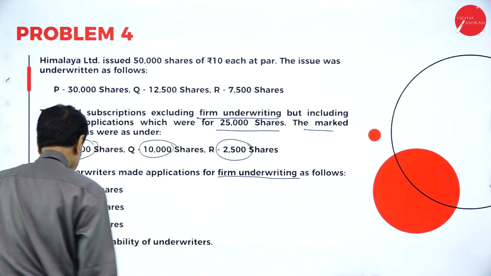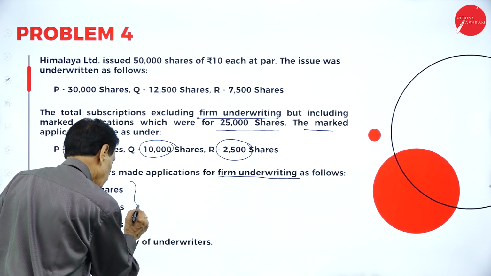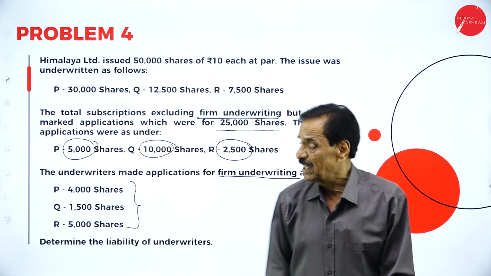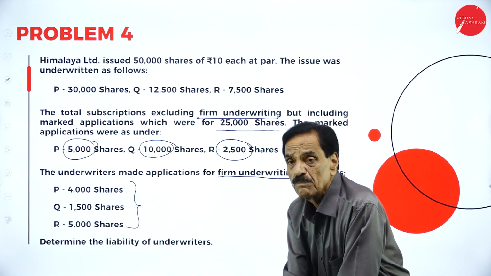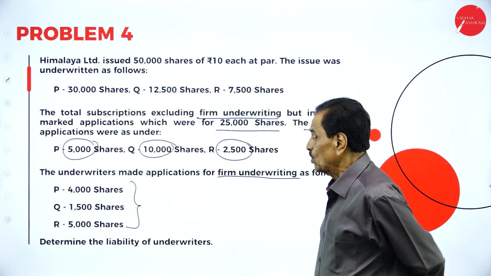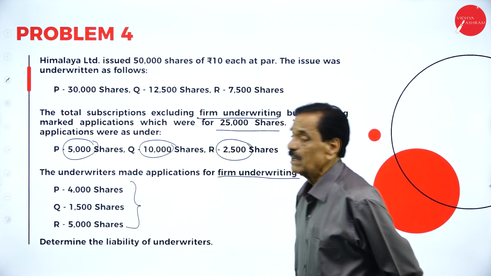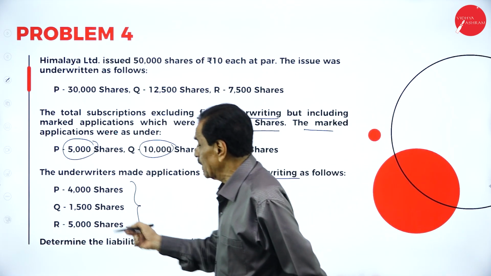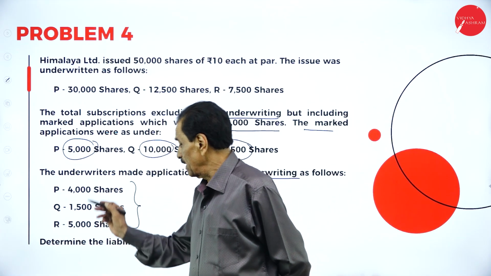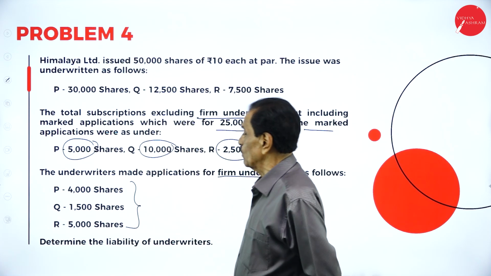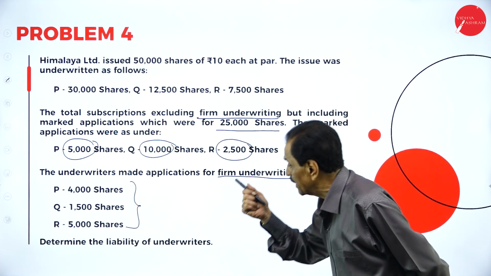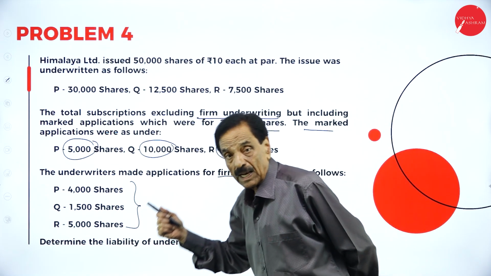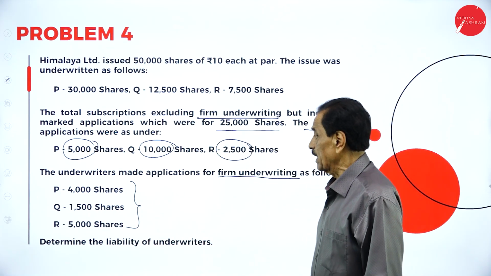This is firm underwriting, definitely underwriting. So definitely they are taking the responsibility. How many shares? P 4,000 shares, Q 1,500 shares, R 5,000. Definitely they are going to take. So they personally purchase 4,000, 1,500, 5,000 shares, which are included in the firm underwriting. Here, excluding firm underwriting means leaving this out. We'll go with the working note now.